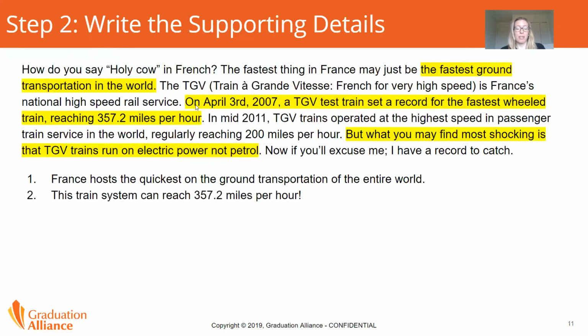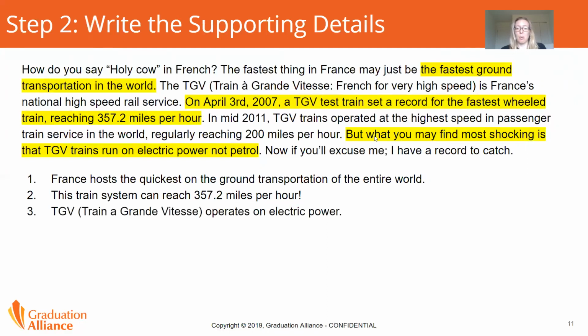Okay, the next one: On April 3rd, 2007, a TGV test train set a record for the fastest wheeled train, reaching 357.2 miles per hour. So I wrote this in my own words: this train system can reach 357.2 miles per hour. I figured that this fact was pretty specific and needed in here, so I left that. Obviously, there's really no other way to write 357.2, so I wrote that directly because it was a fact.